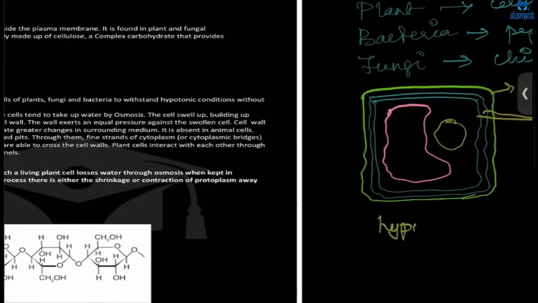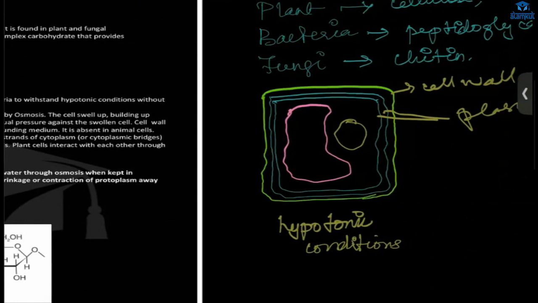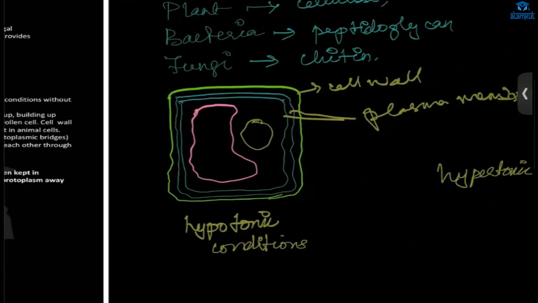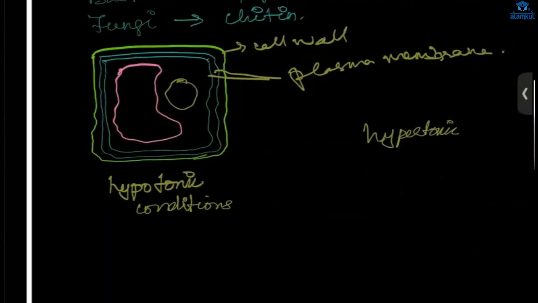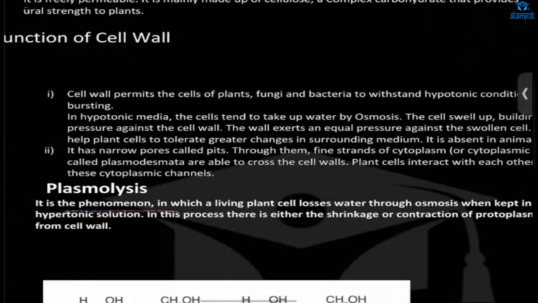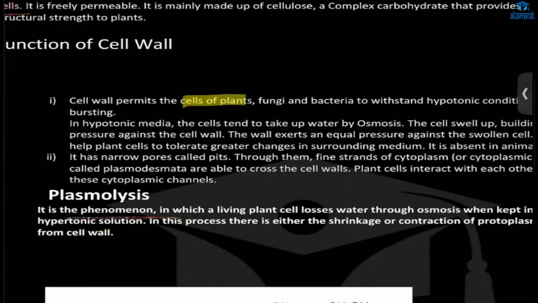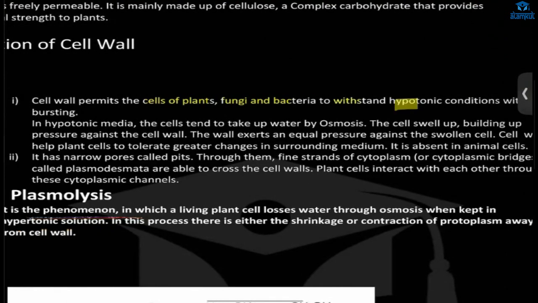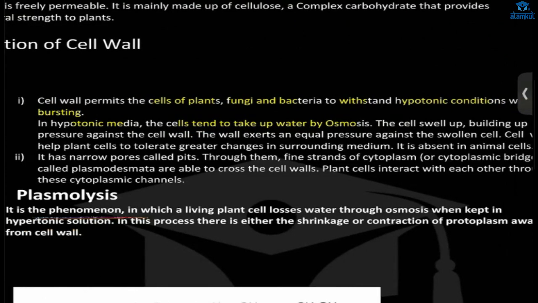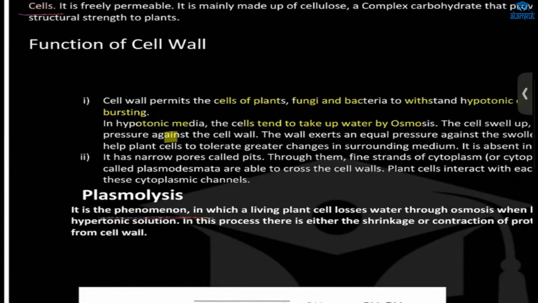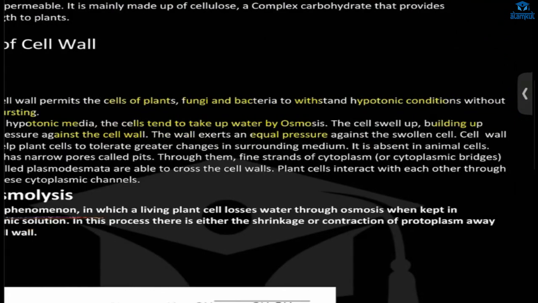In a hypotonic solution, it allows the cell to not burst. And in a hypertonic solution, the cell shrinks away from the cell wall, and what will happen? Plasmolysis. Now let's see. The cell wall permits the cells of plants, fungi, and bacteria to withstand hypotonic conditions without bursting. In hypotonic media, the cell tends to take up water by osmosis. The cells swell up, building up pressure against the cell wall. The wall exerts equal pressure against the swollen cell.